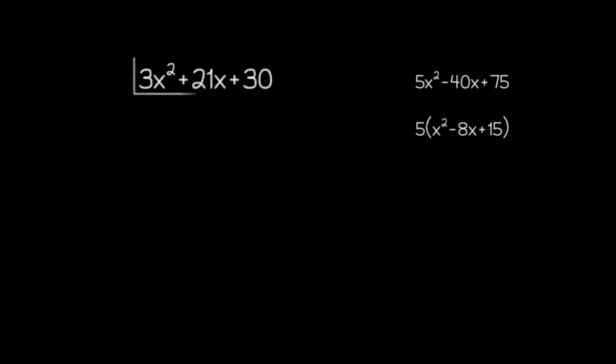What this means for our actual problem is that we can imagine this as being 3 times something. We just need to figure out what that something inside the parentheses should be. And to do that, we'll just divide each term by 3, which gets us x squared plus 7x plus 10 for the expression inside the parentheses.